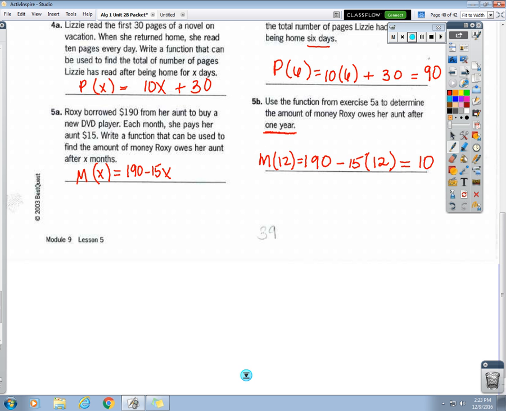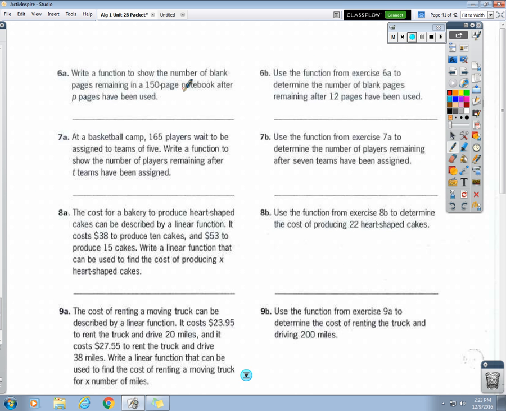Now I want you to try 6A, 6B, 7A, and 7B. Just those four. The others are different. I'm going to have to teach you before these. So try those four.